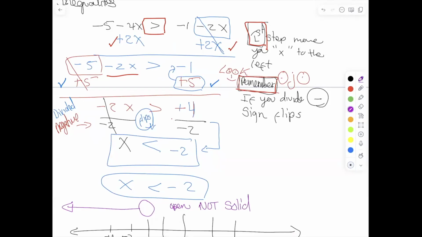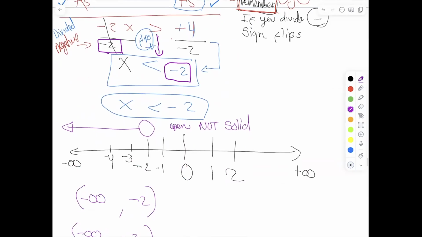Well, I have to divide by a negative. What did I say earlier? If you divide by a negative, what happens to the sign? The sign flips, right? So you see how it flips? So now it's x is less than negative 2, right? So if I have to do this in a number line, well, I have an open circle because I don't have an equal sign here. And the sign is pointing to the left, so this is why it's going to the left. Then it goes to negative infinity.